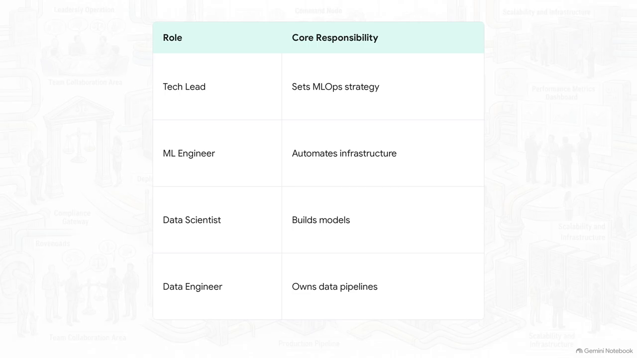Your data scientist builds and validates the models, but it is the ML engineer, sitting firmly on the IT side, who automates the infrastructure and actually transforms those experimental models into hardened production services. The data scientists build them, the ML engineers in IT, they run them.